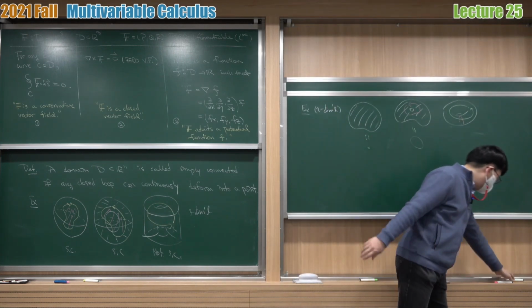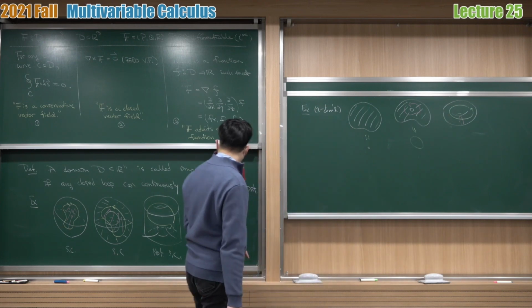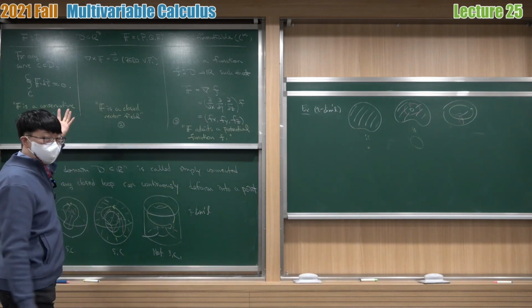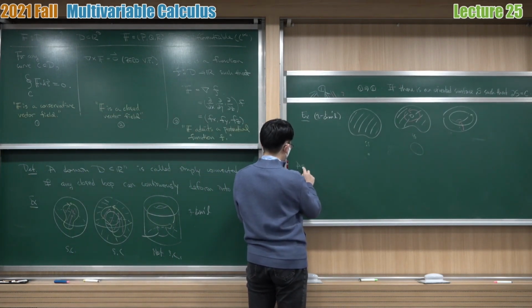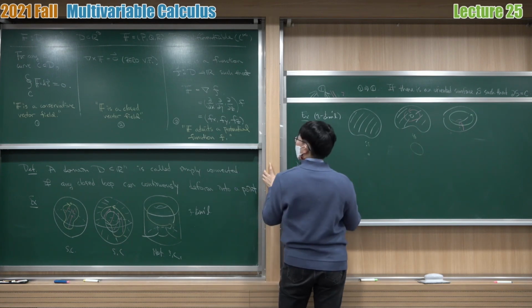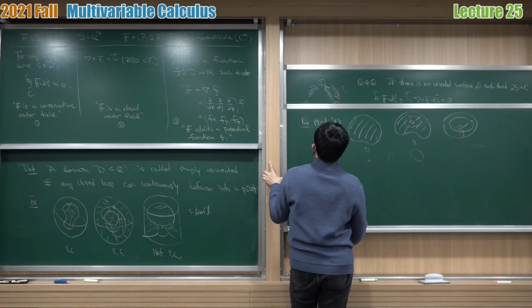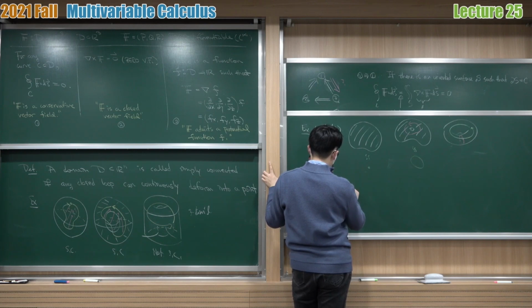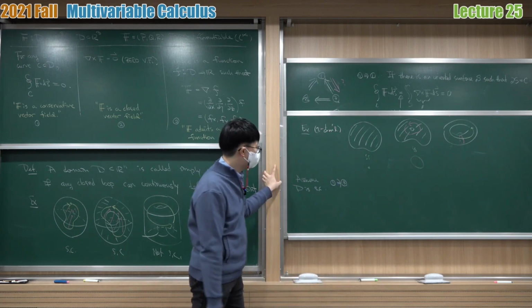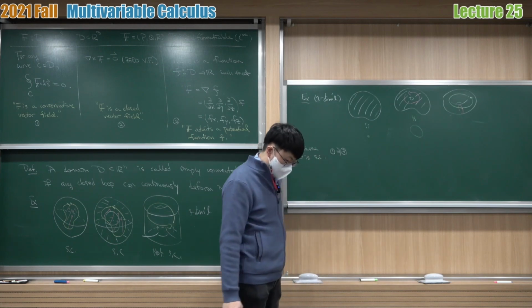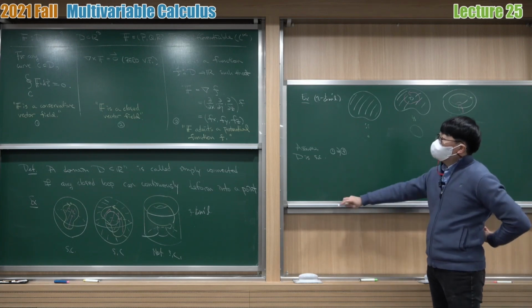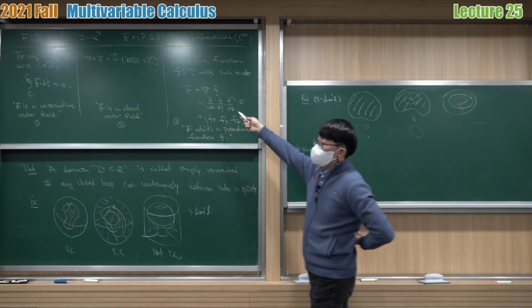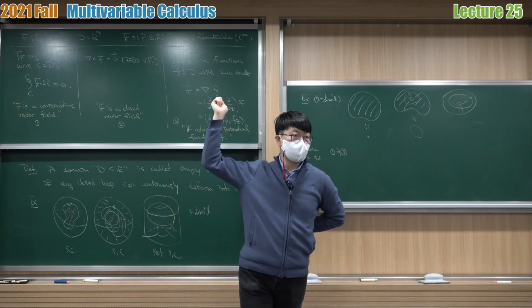So anyway, these are simply connectedness, and let's assume that our domain D is simply connected. So assume D is simply connected. Then I want to prove that 1 implies 3. Okay. So how I'm going to prove it is the following. I want to find this potential function. Okay, that's my goal.